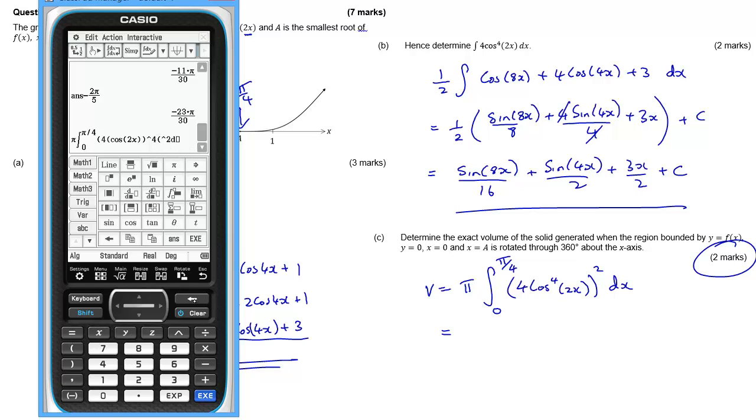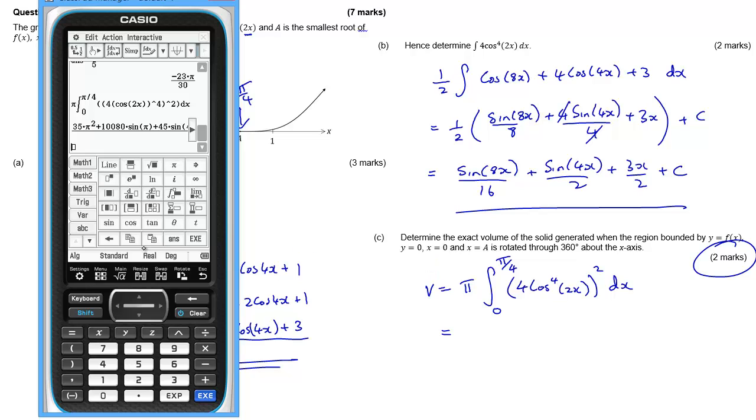I've just got the wrong bracket there. Let's just make sure with the brackets. So we've got 1, 2, 3 open and 1, 2, 3, 4 closed. So might need another open. And let's just check. So this is the 4 cos to the 4 2x. We're squaring that. Okay, so that should be okay. And it wanted exact, so standard. And execute, and it's thinking about it.